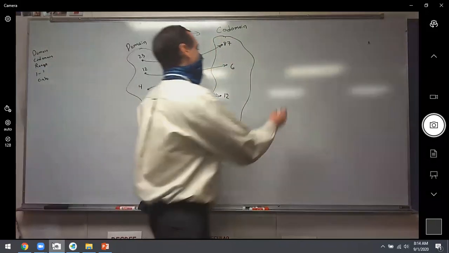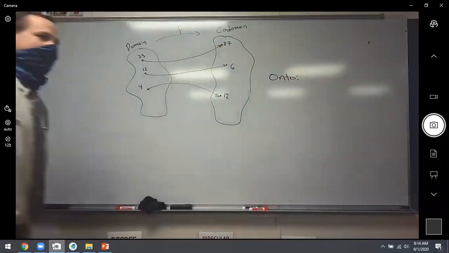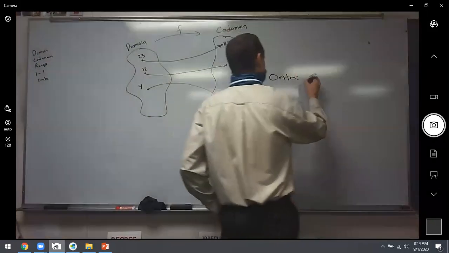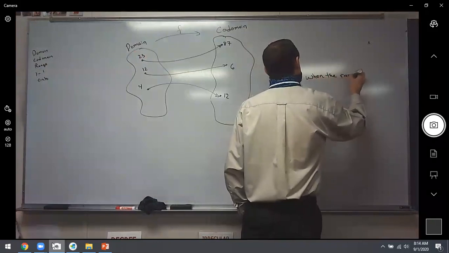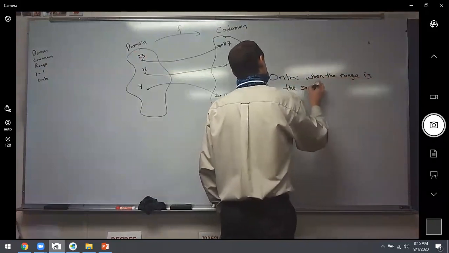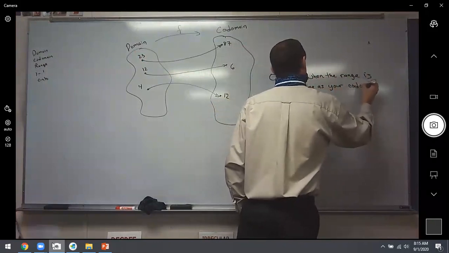That is called onto. I'm kind of skipping around a little bit. Onto, like you kind of should have written down, is when the range is the same as your codomain.